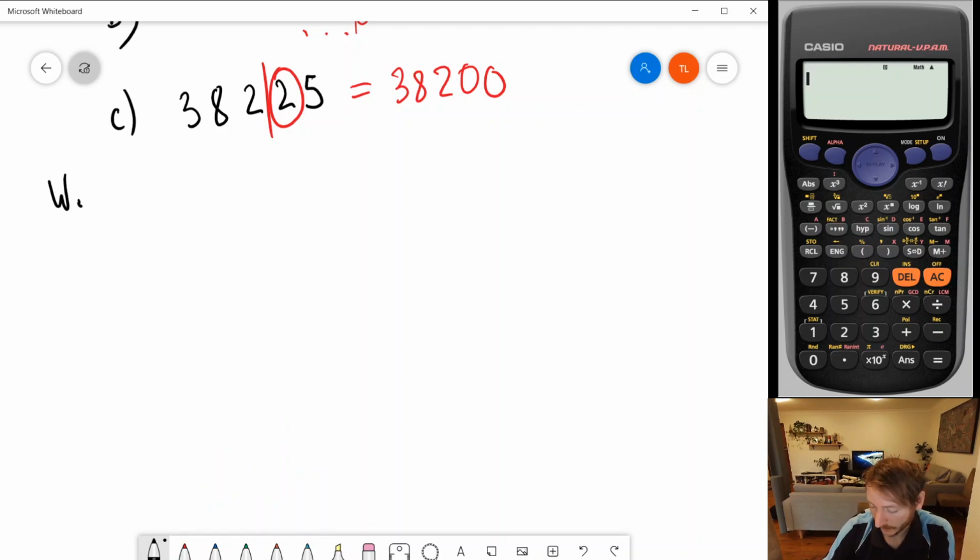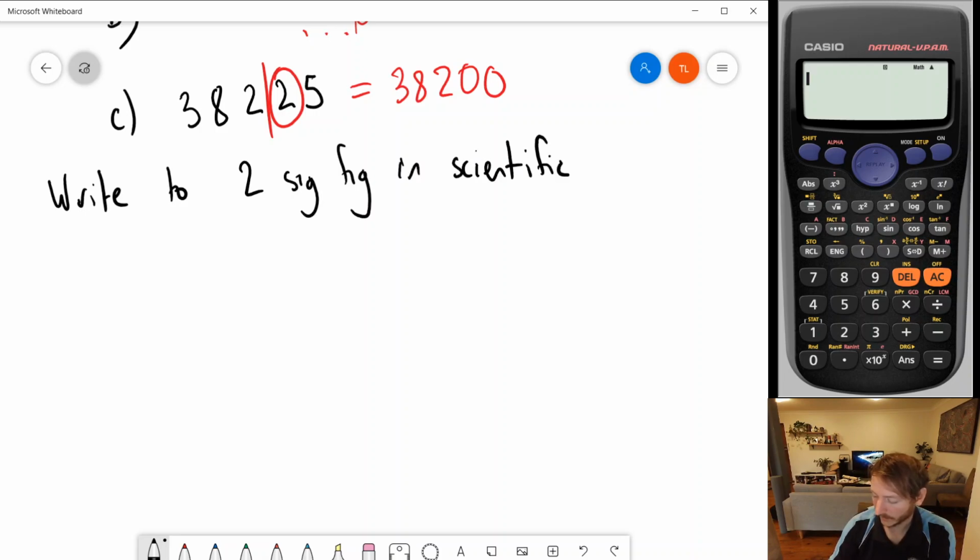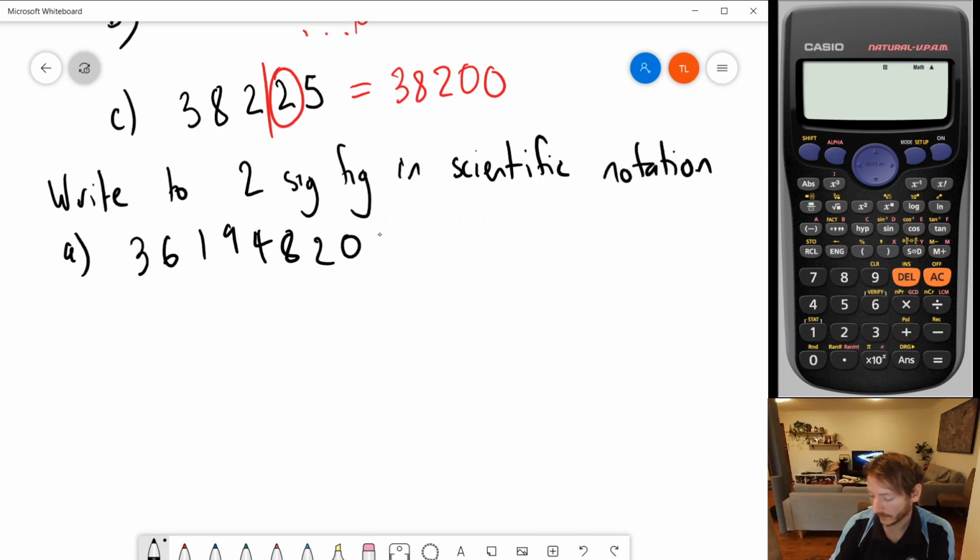So right to 2 sig fig in scientific notation. 3 6 1 9 4 8 2 0 3. All right, I want 2 significant figures. 1 2. That's a 1, so that's staying the same.